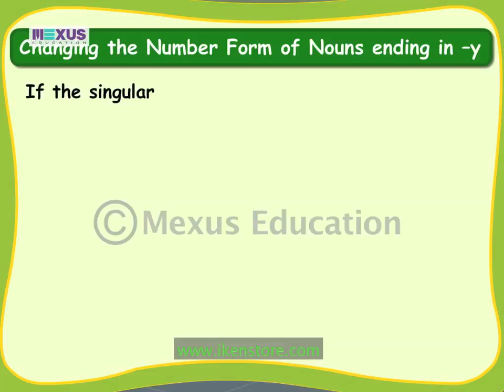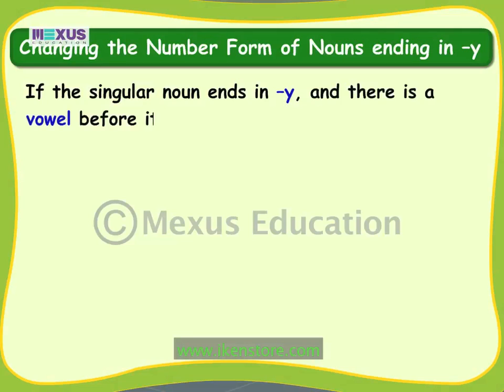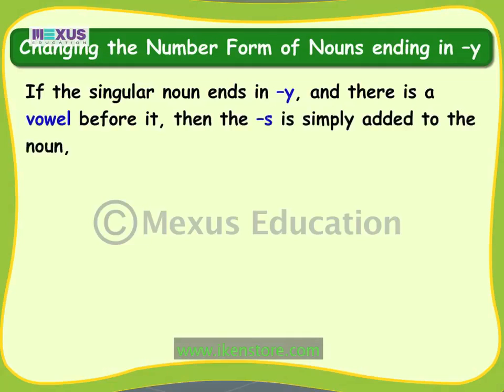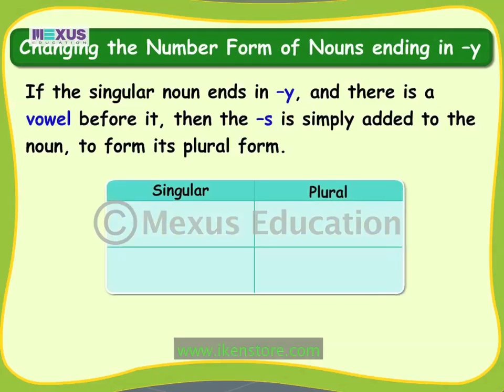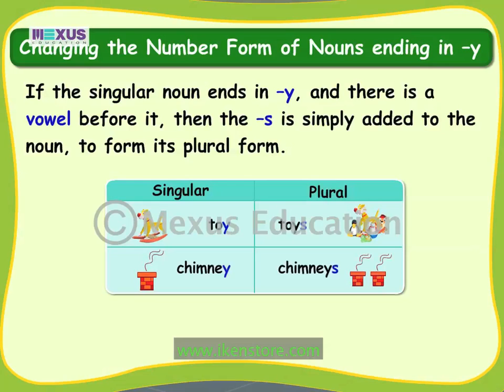If the singular noun ends in Y and there is a vowel before it, then the S is simply added to the noun to form its plural form. For example, we have the singular and plural form of the nouns toy, toys, and chimney, chimneys.